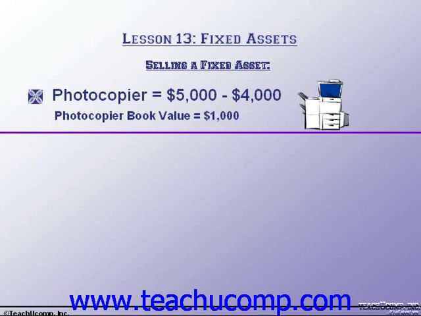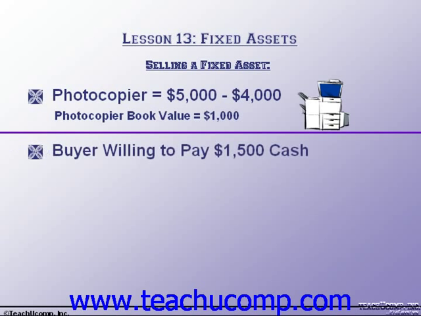However, what would you do if you had a buyer who is willing to give you $1,500 for the asset? In this case, you have a gain on the sale of the fixed asset. This income is typically recorded to an other income account named something like gain on fixed assets. This then changes the journal entry slightly.